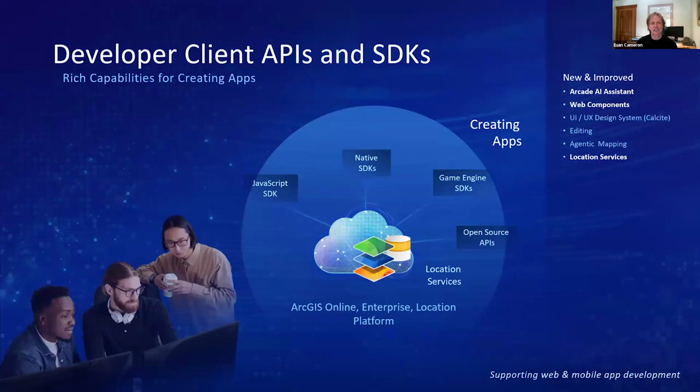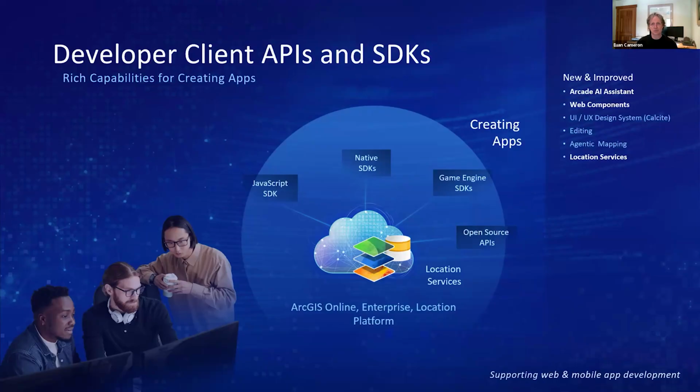Next up is the client APIs and SDKs. And when it comes to client APIs and SDKs, you've got choices as a developer. There's the many Maps SDKs that we support. There's 8 of them for web application development, game engine development, or native development. We support open source APIs and the common open source mapping libraries. And when you're building out your applications with these client mapping libraries, you're always sitting on top of location services.